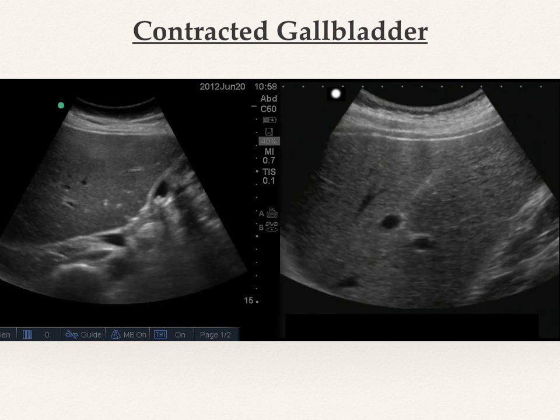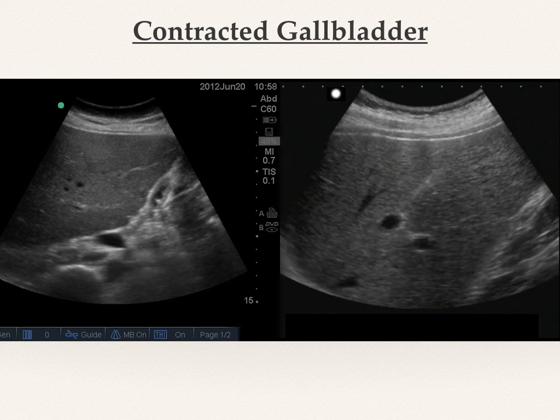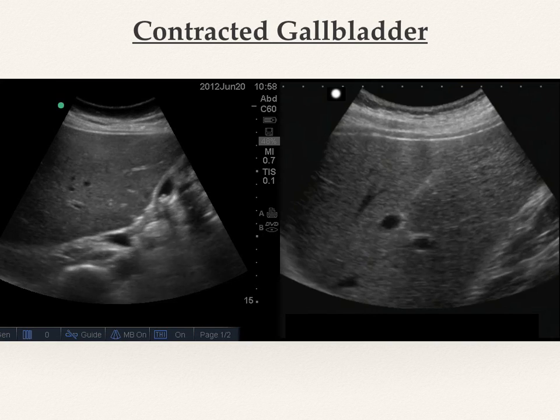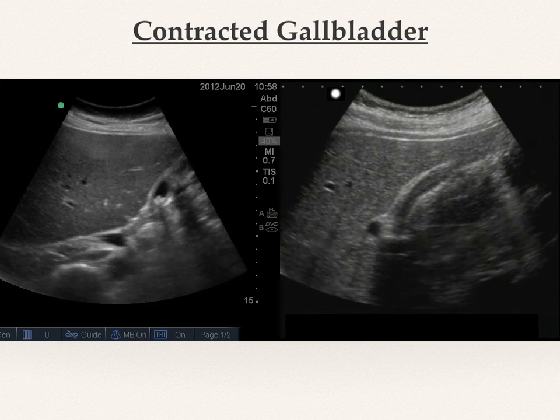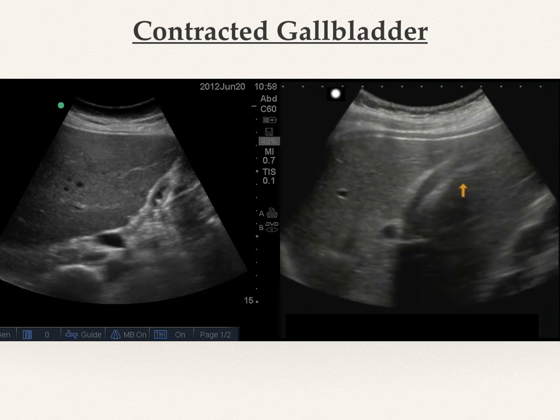We can see small hyperechoic areas within the gallbladder that have shadowing, and we'll have more examples of that in the upcoming clips. If we look to the second clip now, the one on the right, this is a contracted gallbladder that doesn't have any stones within it.